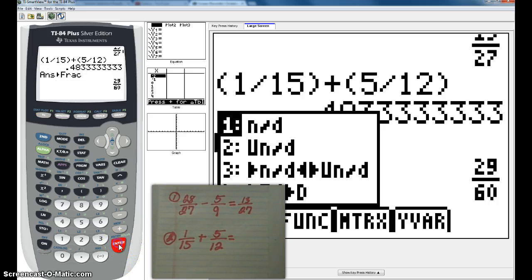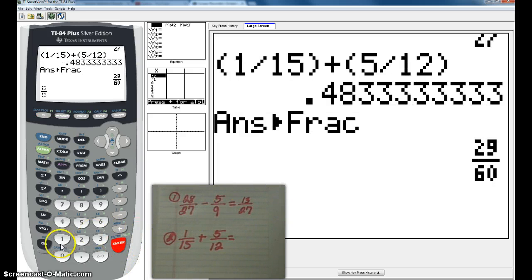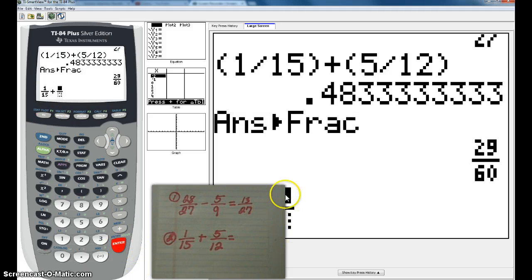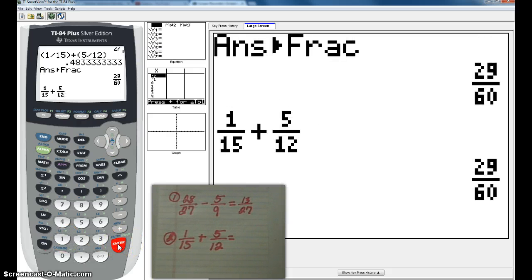For those of you who want to use the upgrade, you just hit alpha Y equals. You hit enter, and then your boxes will come up. You put 1, go down, hit 15, go over, so you can get the plus sign. And now you have to go back to the alpha Y equals again to be able to put the second fraction in the boxes. 5, arrow down, 12. Enter. And as you can see, it goes straight to 29 over 60, which is the appropriate answer.